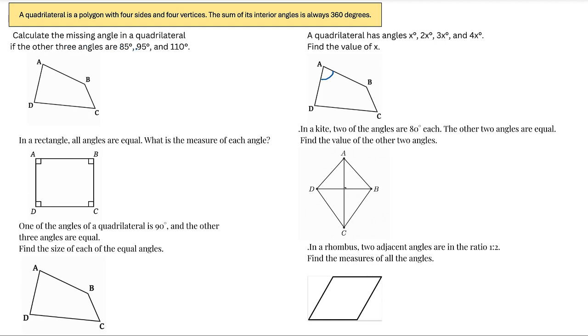So calculate the missing angle in a quadrilateral if the other 3 angles are 85, 95 and 110. So let's just fill those in. So we've got one at 95. Let's just pop that there. We have another one at 85. And we're going to have another one at 110. Now, these would normally be filled in for you. It's just for my lesson purposes. I just wanted to make it really clear what we're doing.